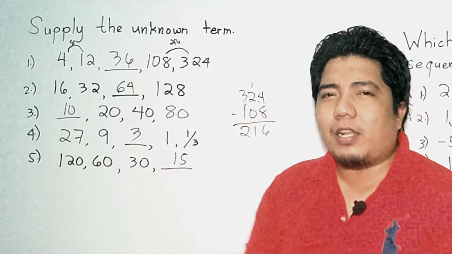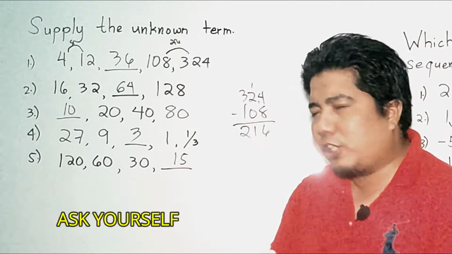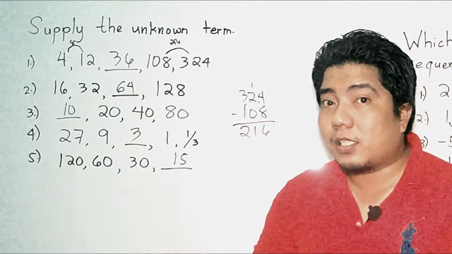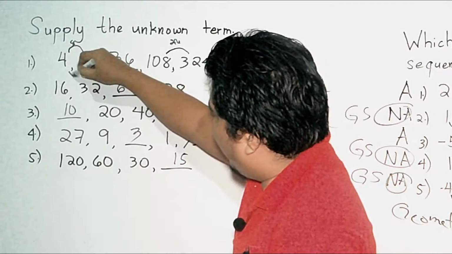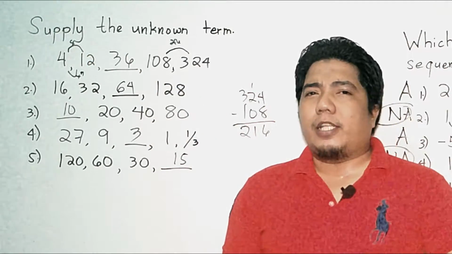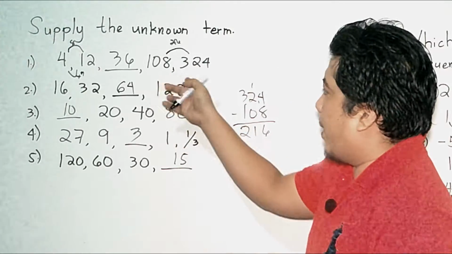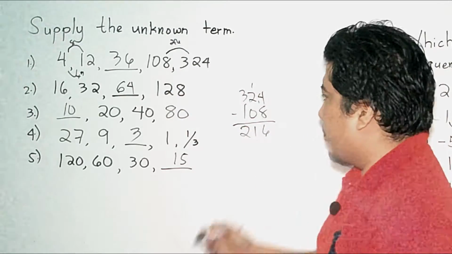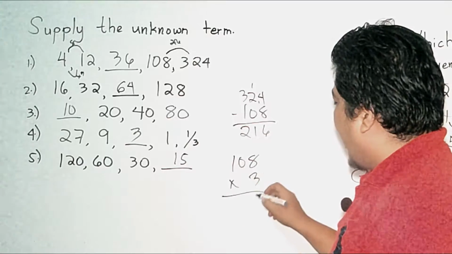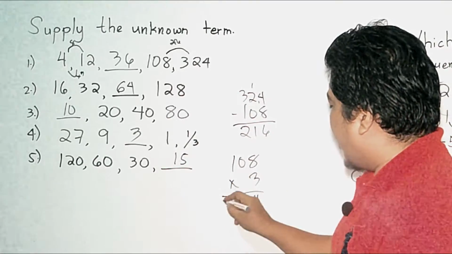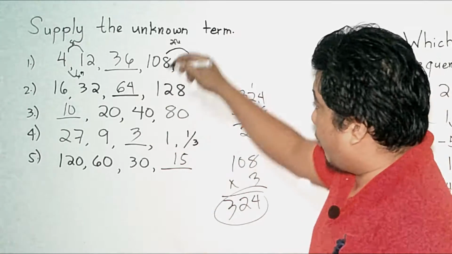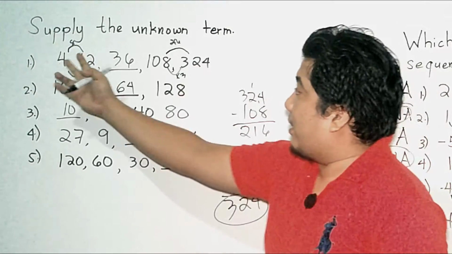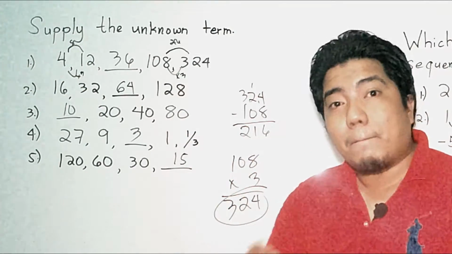But you can consider other operations. You can ask yourself, what happens to 4? Why did it become 12? It was multiplied by 3. We can consider that logic. The second pair: what happens to 108? Why did it become 324? If you consider 108 times 3, that is 3 times 8, 24; 3 times 1, that is 3; and that is 324. Therefore, this one is also multiplied by 3. So these two pairs follow the same pattern.